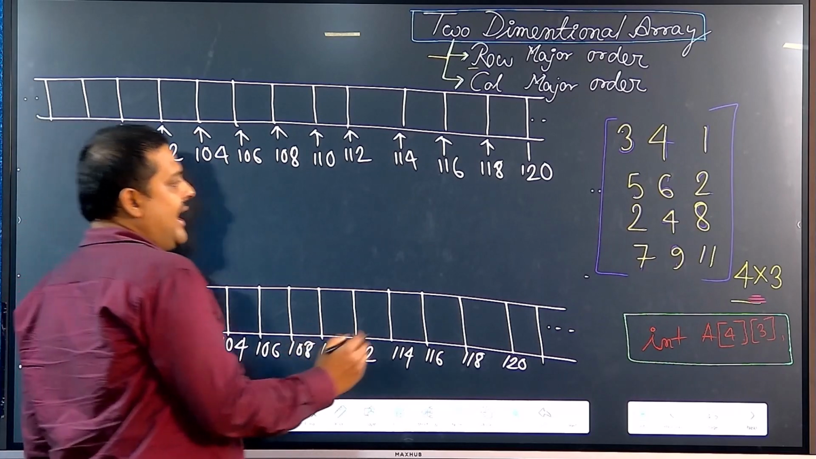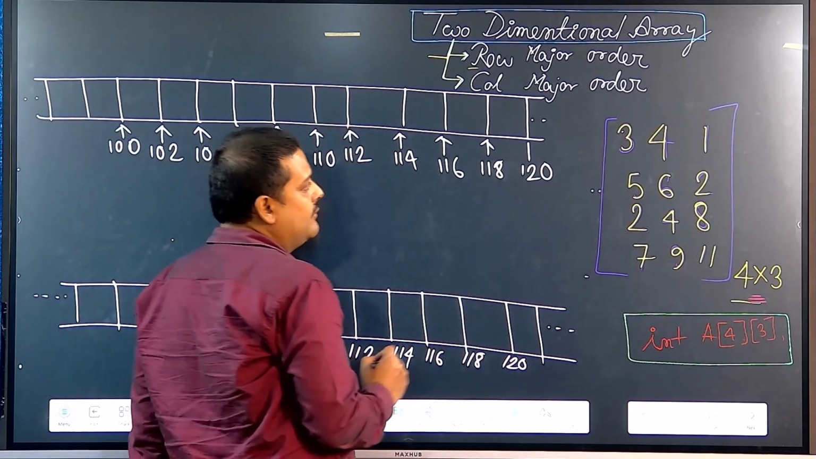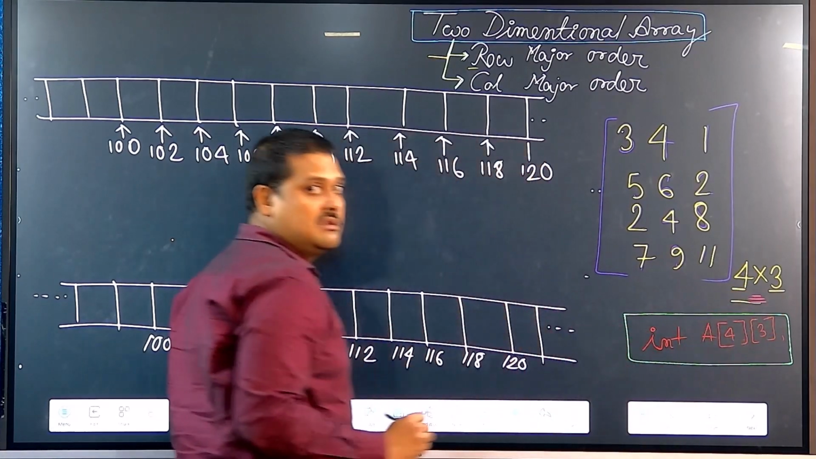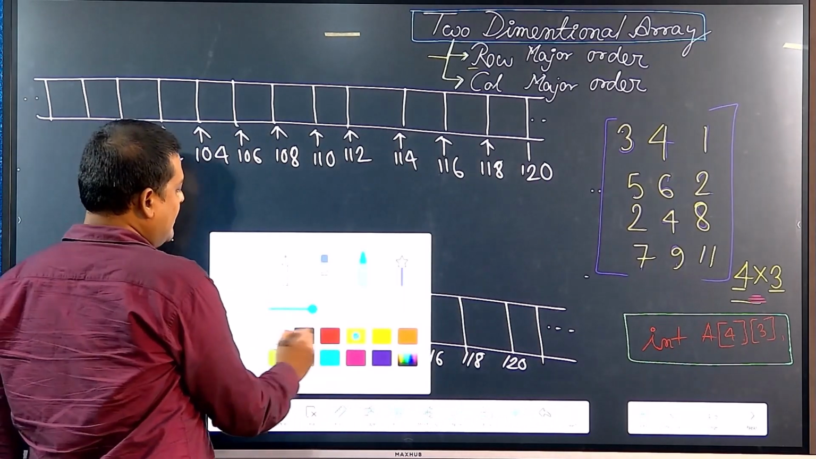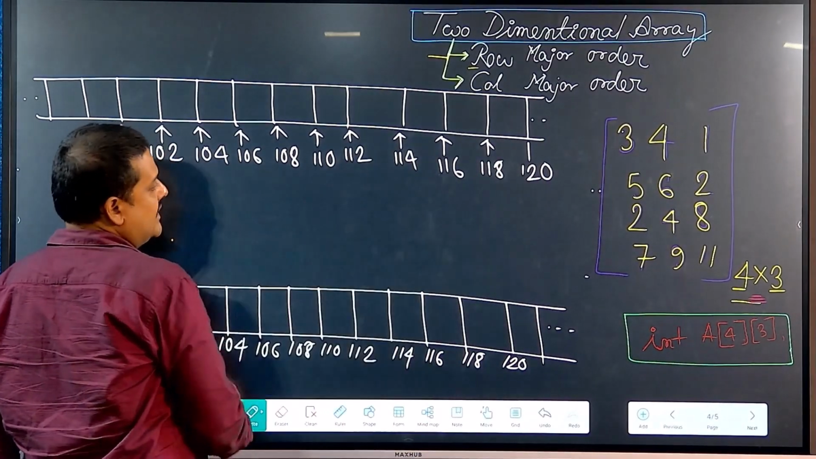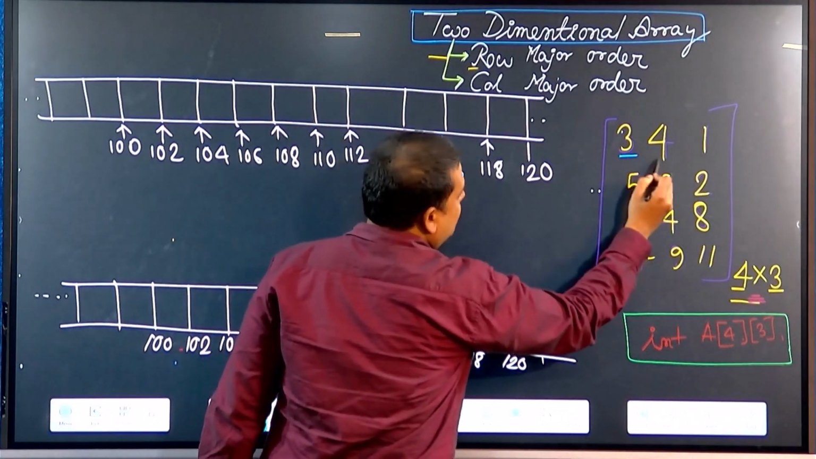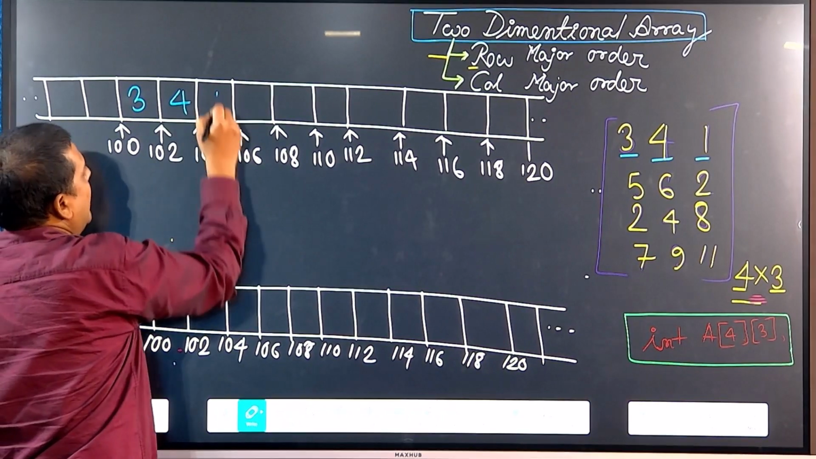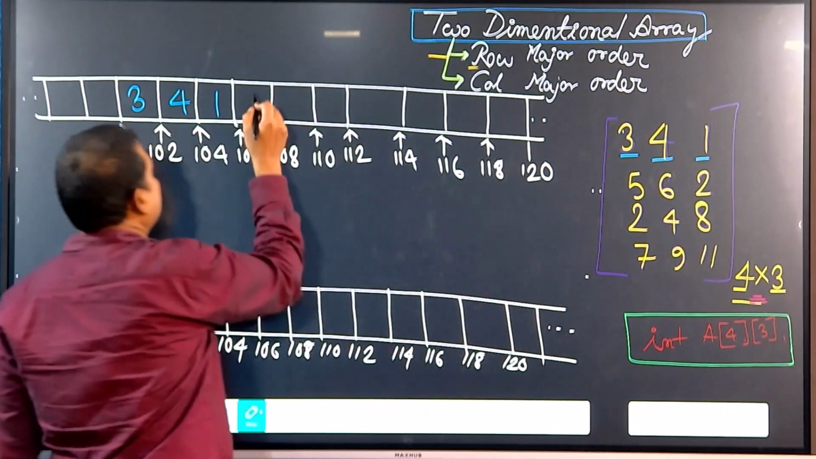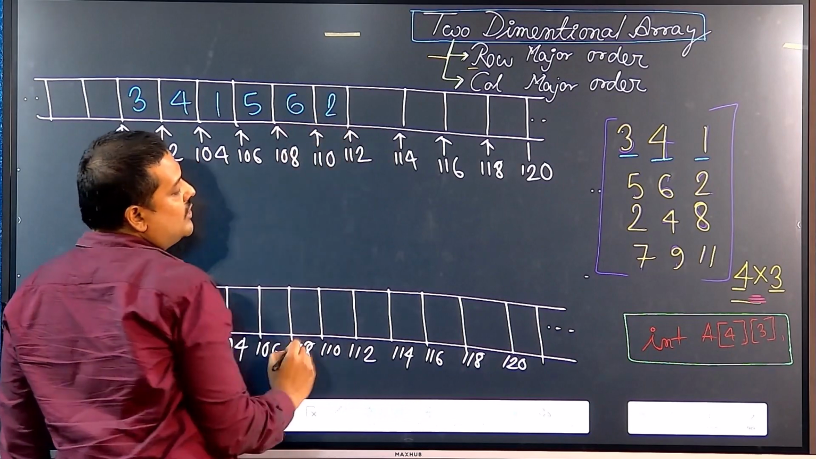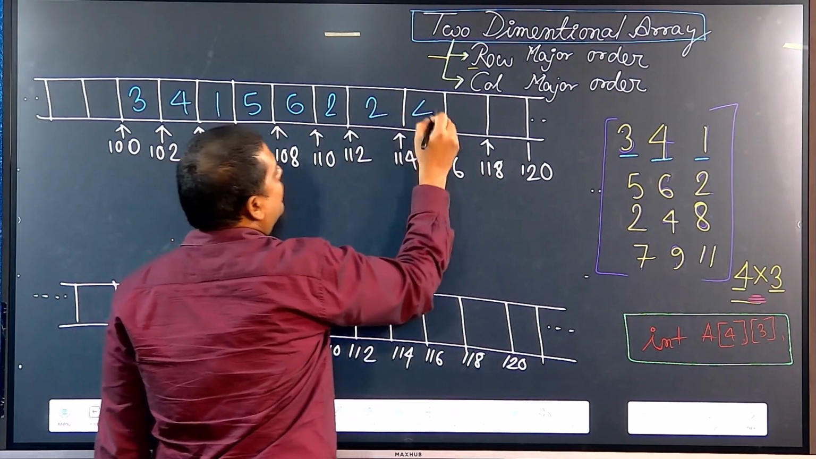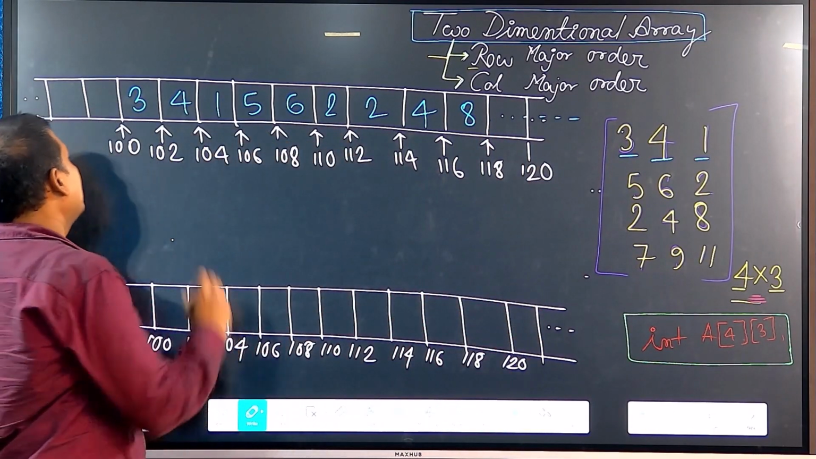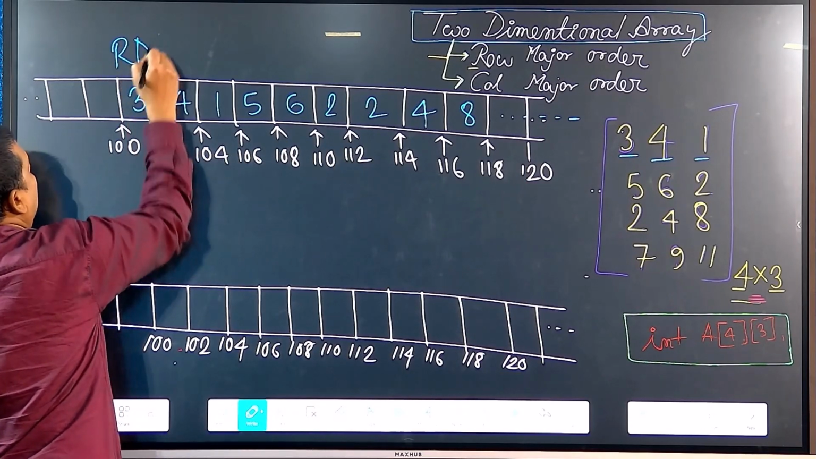Suppose I have a two-dimensional matrix where the number of rows is 4 and the number of columns is 3. In the case of row major order, every row 3, 4, 1 will be stored, assuming 3 is here, 4 is here, 1 is here. Then the next row 5, 6, 2 will be stored. Next 2, 4, 8 will be stored, and this way all the values will be stored. This form is called row major order.